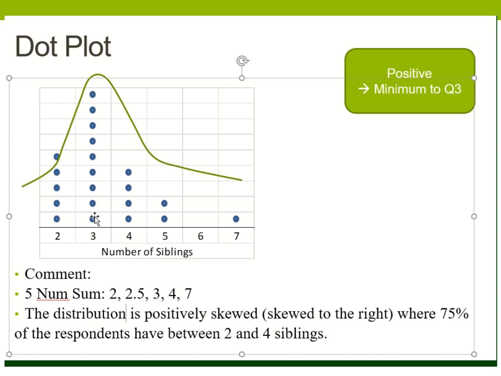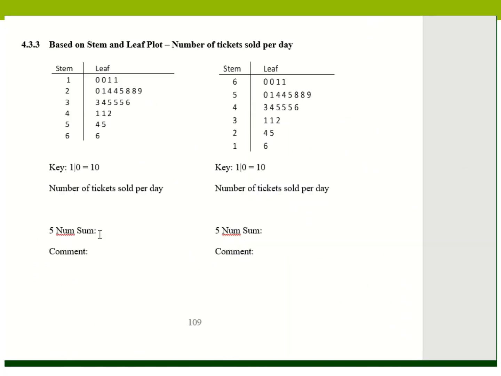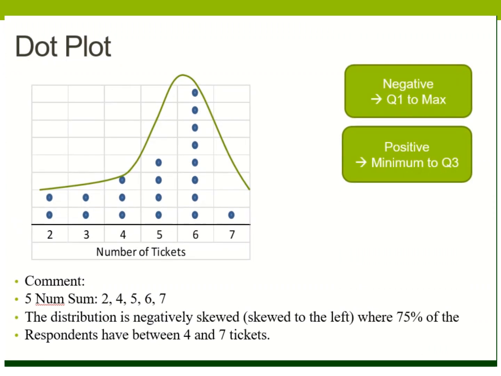So it's very repetitive. You must know how to calculate. So you find Q1, Q2, Q3 for me and you comment on the distribution. Same goes to the next dot plot, which is here. Okay, then same thing here, stem and leaf. I want you to calculate, find your Q1, Q2, Q3, find your 5-number summary.